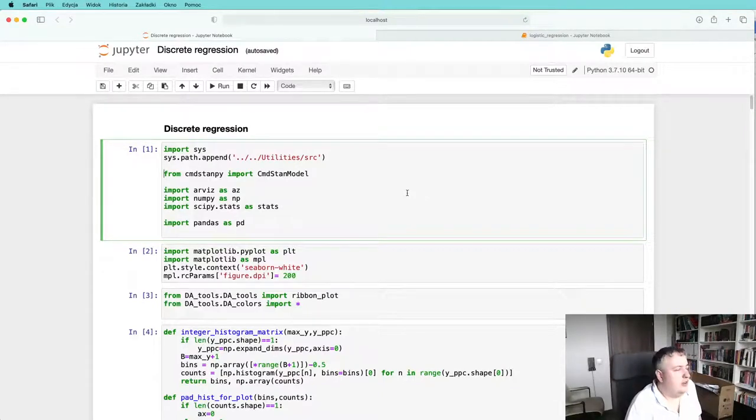So let's start with so-called discrete regression, or in other words, Poisson regression, which is generally the idea that we can create a model that will give us the expression of actual integer values.